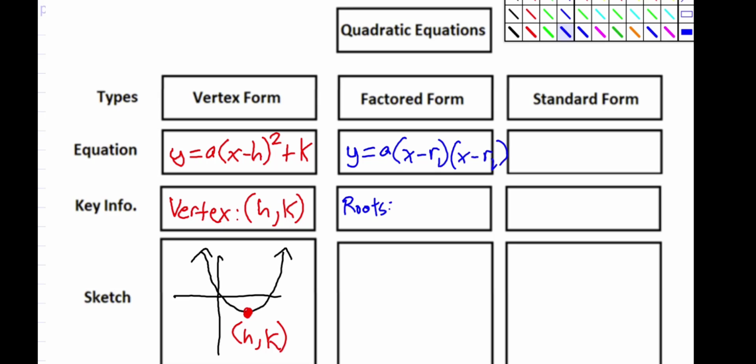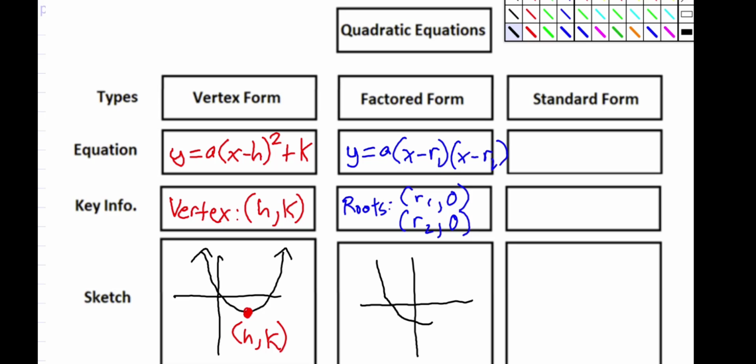We should know what the roots are. So the roots for this problem: we have one root, and remember roots are on the x-axis, so that'll be r1 comma 0, and my other root will be at r sub 2 comma 0. We should know from factored form, whenever you look at factored form, you should know the roots. So let's make a quick sketch of that, see what that looks like.